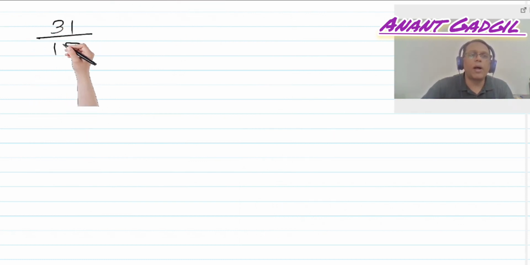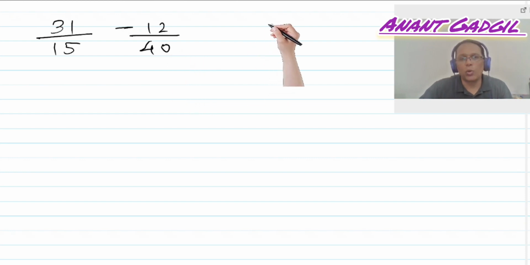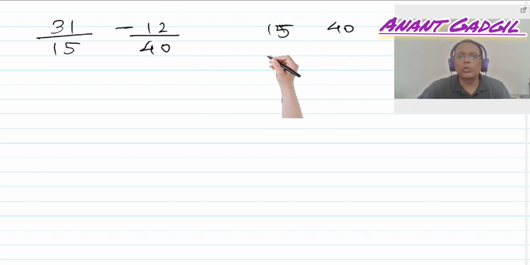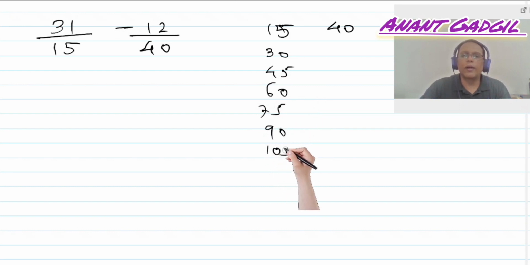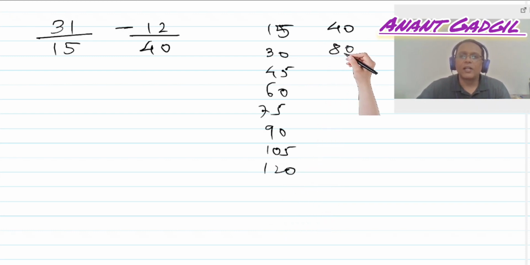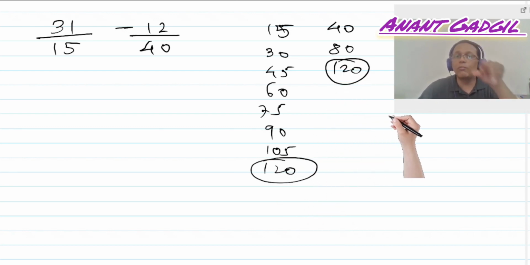31 by 15 minus 12 by 40. Okay. So now what I am going to do, I am going to write the table of both two numbers. I hope you know the table of 15. See, I already get the same number. So this is the first common number which is there in both the tables, right?